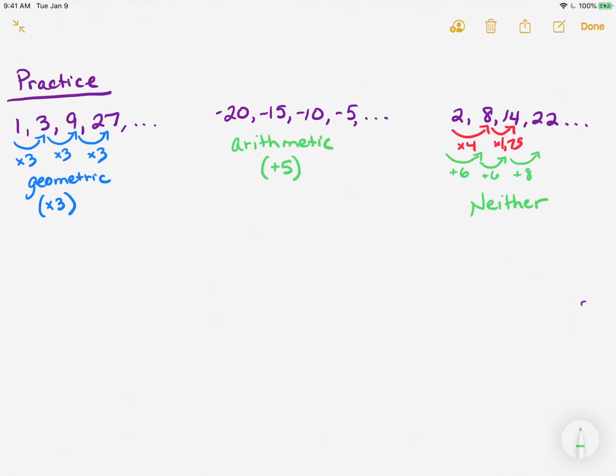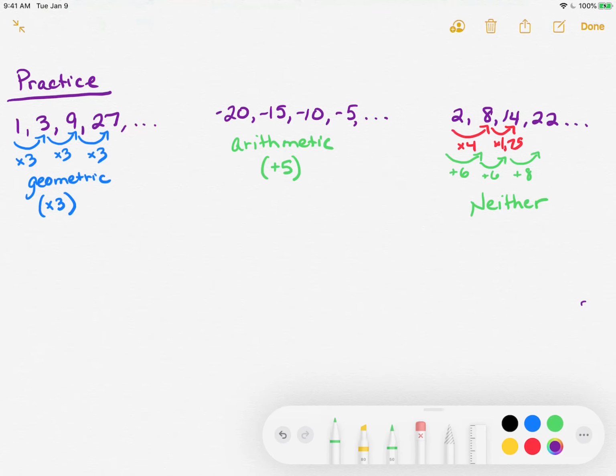So it's important to be able to do the two things that we did in these problems. It's important to be able to identify is it arithmetic or geometric, but it's also important to be able to identify what it is going up by every time, because the next thing we're going to do is make some predictions about what will come next.